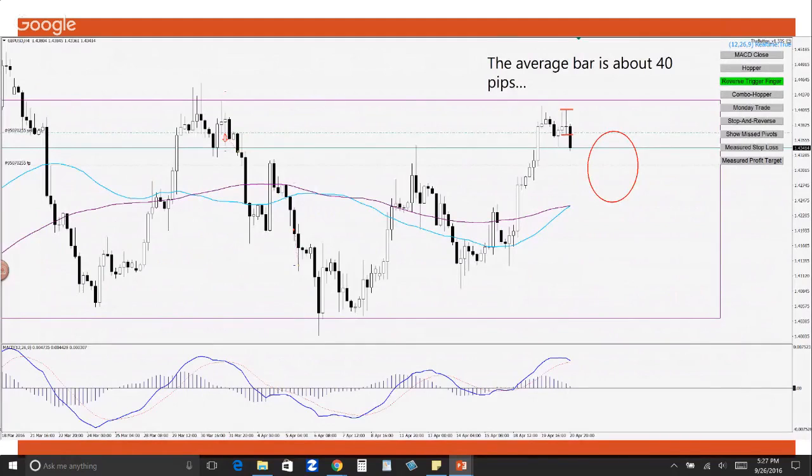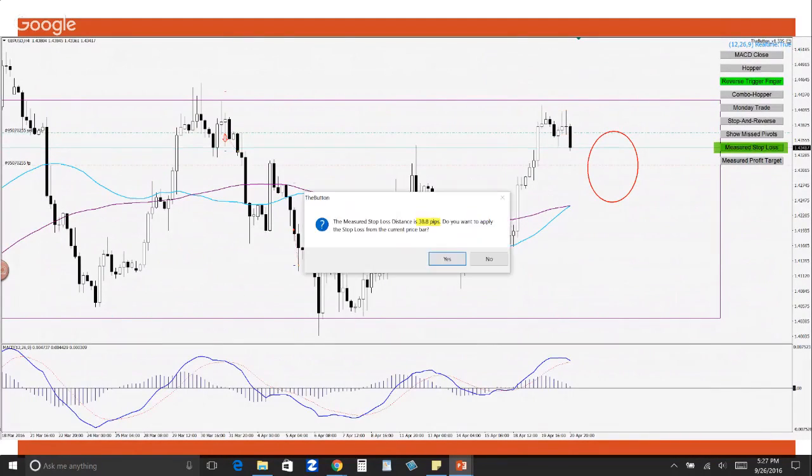The average price bar is about 40 pips in this example. And of course, I have a button that will make this easier for you. When you want to know, you just click the button, and it's like saying, hey, what is the number? What's the measured stop loss distance? And then you can decide how you want to use it or if you want to use it. So in this example, it actually does the math and says it's exactly 38.8 pips.